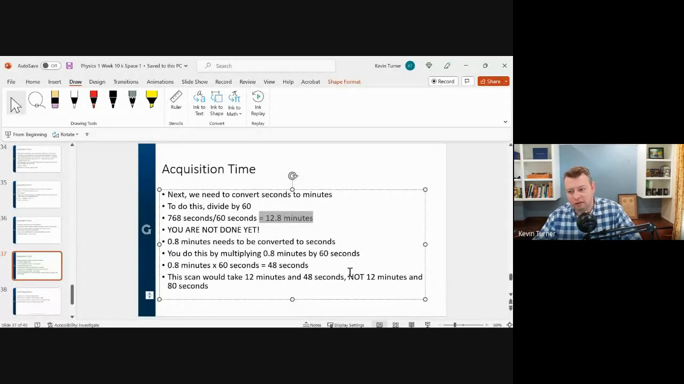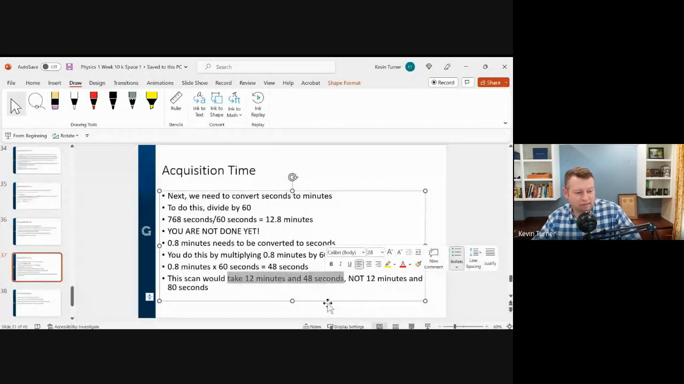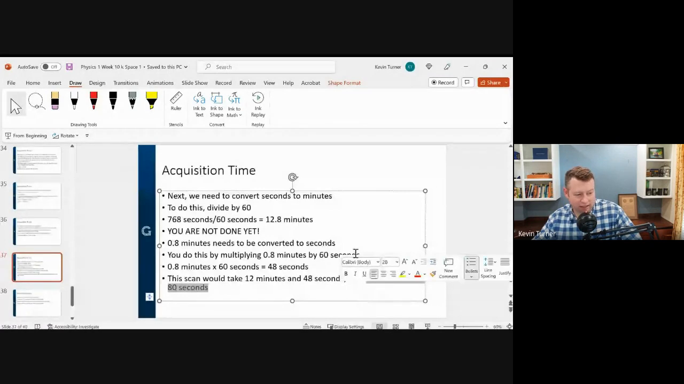This is the part that is a little confusing. 0.8 minutes does not equal 80 seconds because this is a decimal. And decimal numbers go up to 100, but seconds only go up to 60, right? So now you've got to convert the decimal 0.8 minutes into seconds. To do that, you take 0.8 minutes and multiply it by 60 seconds, 0.8 times 60, which gives you 48 seconds. So the correct answer would be 12 minutes and 48 seconds, not 12 minutes and 80 seconds.